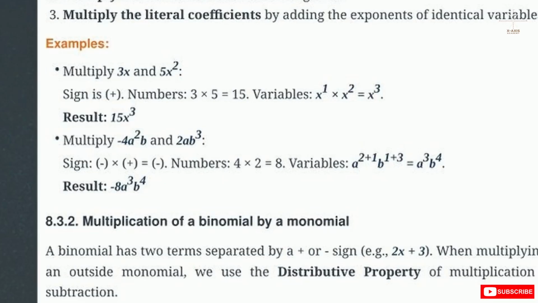This three-step framework handles any level of detail, including complex multivariable problems like -4a squared b times 2ab cubed. A negative times a positive results in a negative. The numbers 4 and 2 make 8. Finally, combining the exponents for a and b gives -8a cubed b to the fourth.